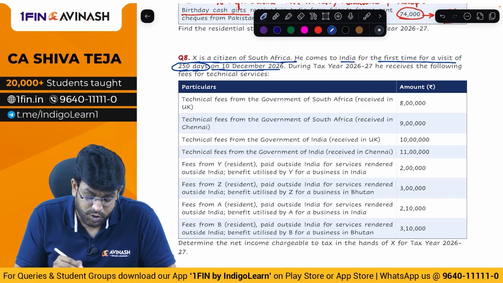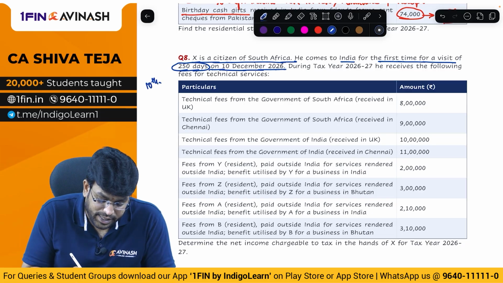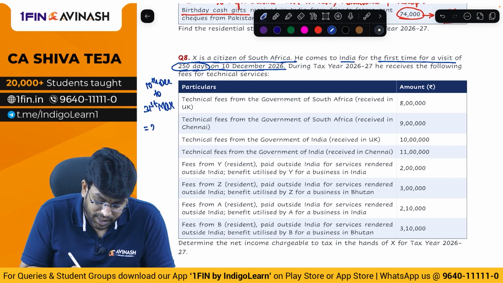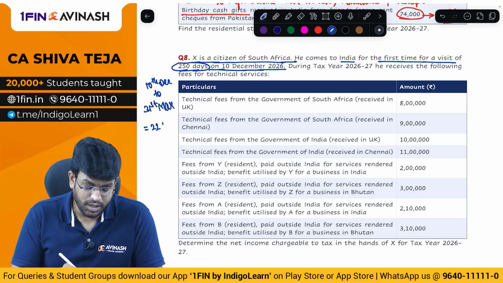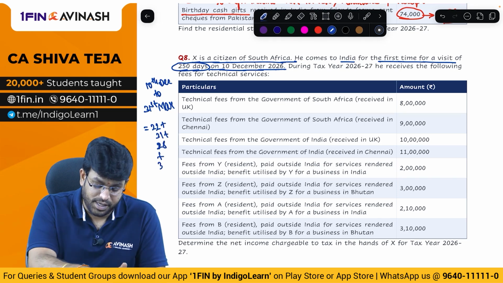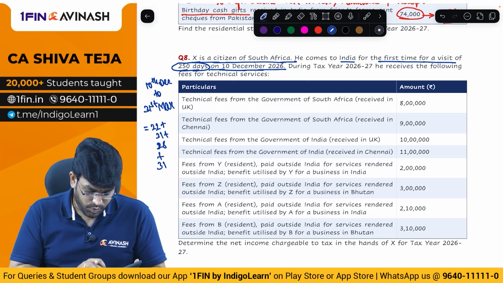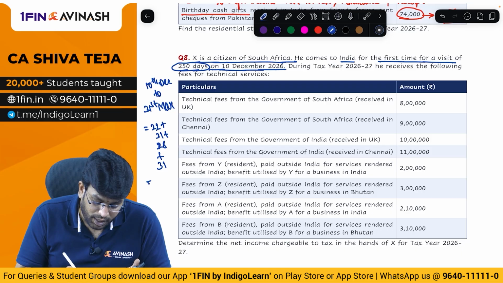On 10th December 2026, when he has come, my dear friends, we have to technically see from 10th December to 31st March. So December, technically 22 days in December, because 31 days in December, 10th he has come. Clear, right? 22 days in December, 31 days in January, 28 days in February, 31 days in March. 22 plus 31 plus 28 plus 31, which is coming to total 112 days.